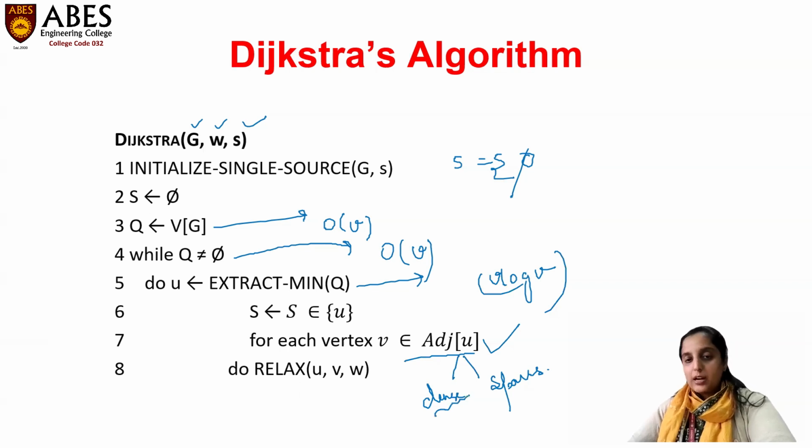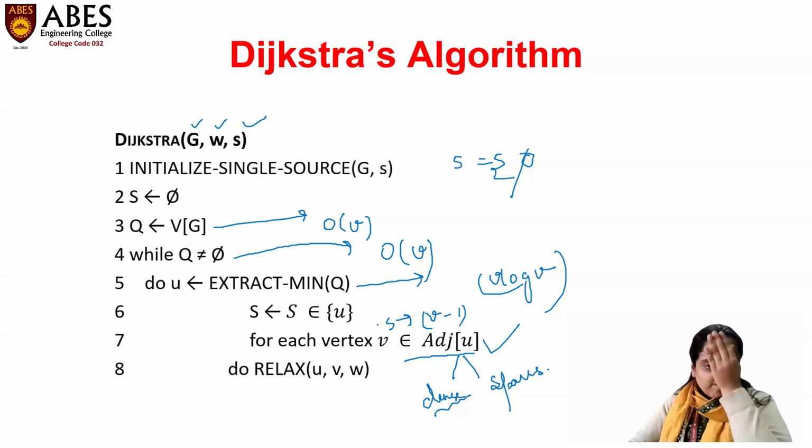If I'm talking about a complete graph, then for every vertex, all other vertices are directly connected. So if I'm at vertex S, all other vertices are adjacent. So this particular line will execute V minus 1 times, and it is a nested loop inside this while loop, so it will run for O of V square.